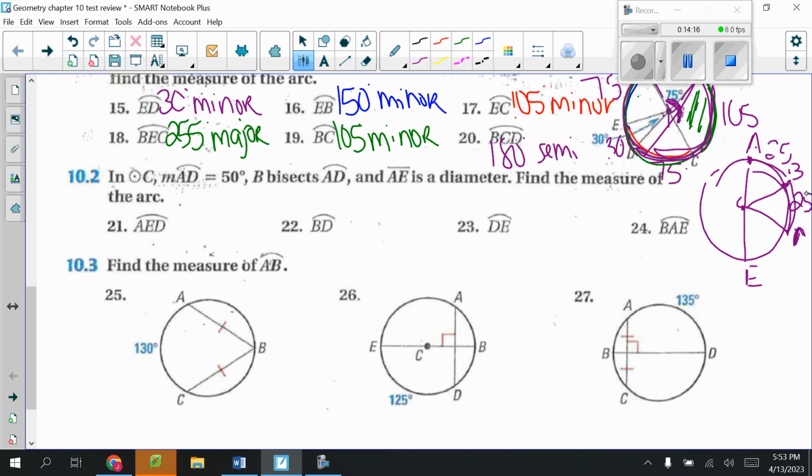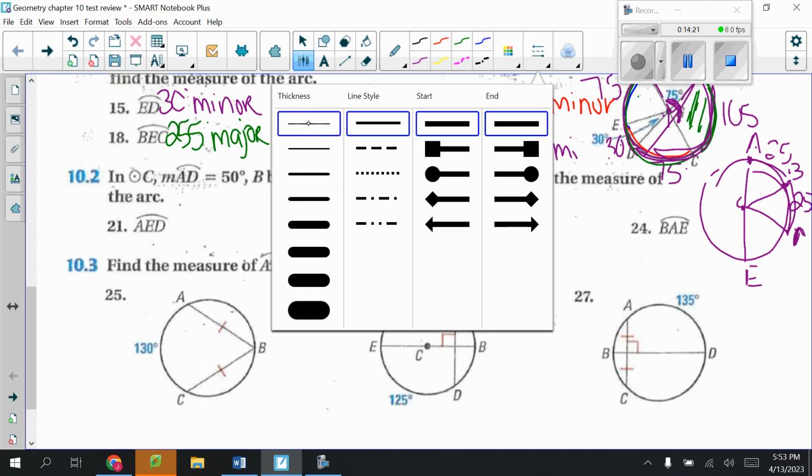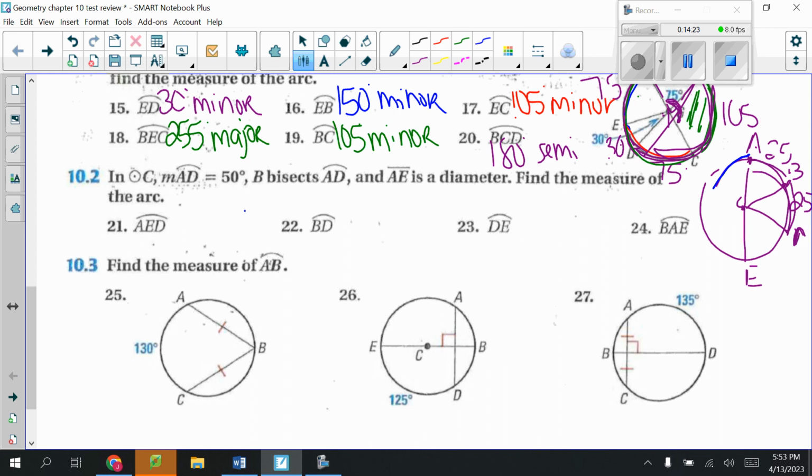So the first one, they want the measure of arc AED. So that is coming over here, A, E, and D, all the way around. It's including everything except the 25 and the 25. So to find this, I'm doing 360 minus the 50. And I'm left with 310 degrees. This one didn't ask me to name it, so it's just asking for the measures. The next one, arc BD, well, this is BD right here. That's 25 degrees.